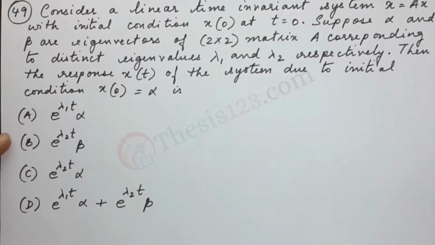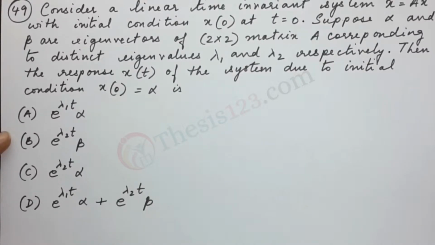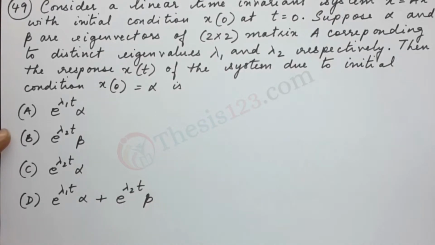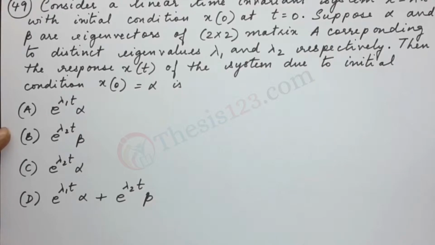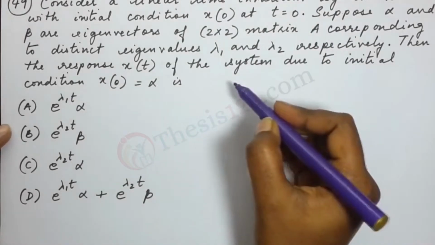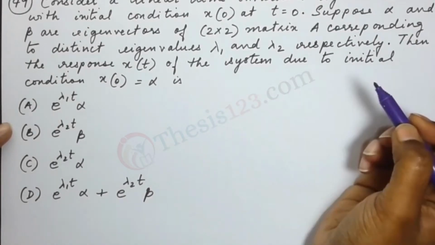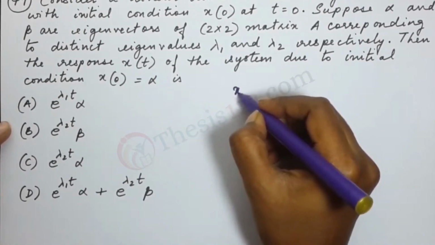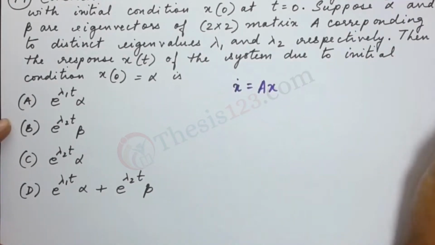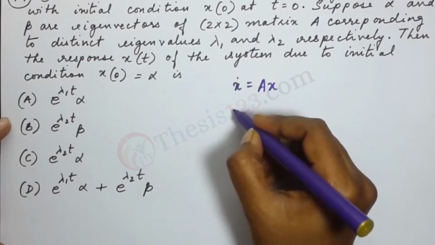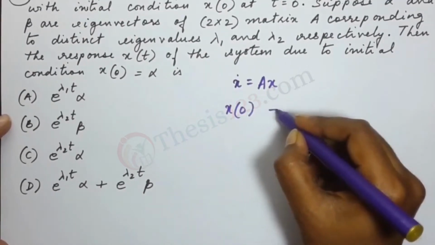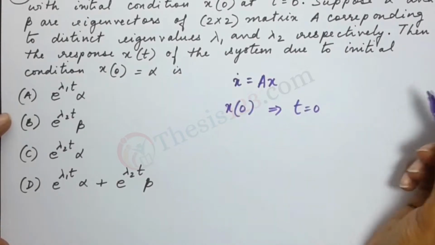Now since the options are in terms of e power lambda t, that should give us a clue of how we have to form our 2 by 2 matrix. Okay, so the first step, let's note down what's given to us. We have been given the system is x dot is equal to Ax. Next we have the initial condition x of 0 at the time t is equal to 0.